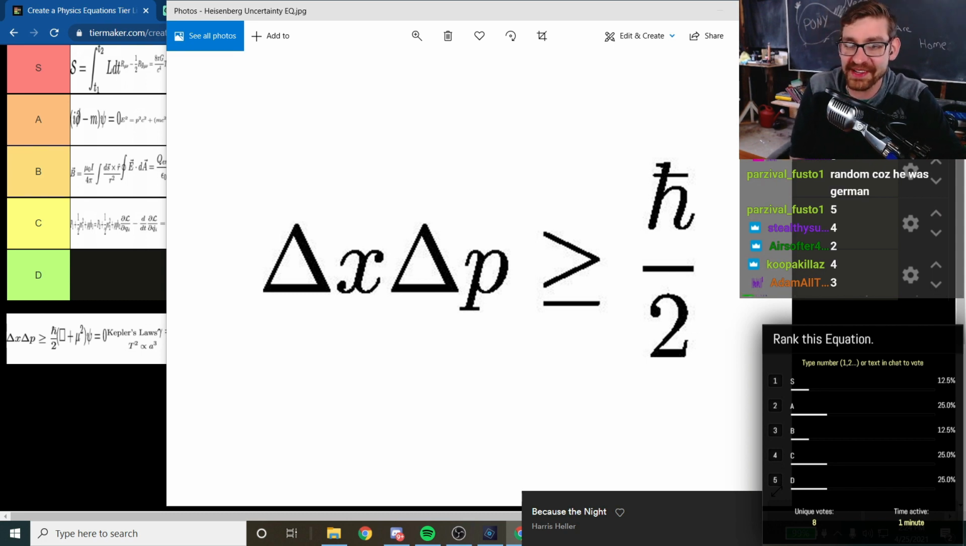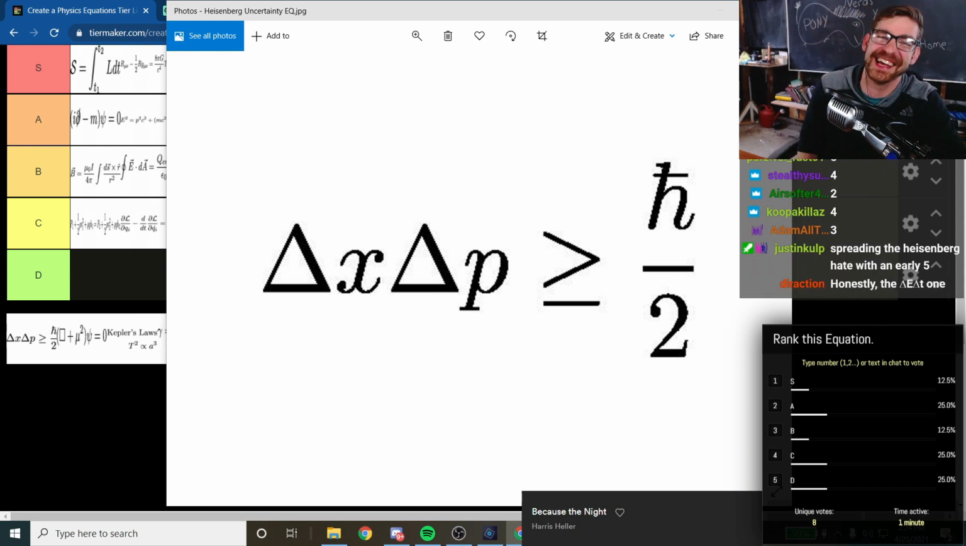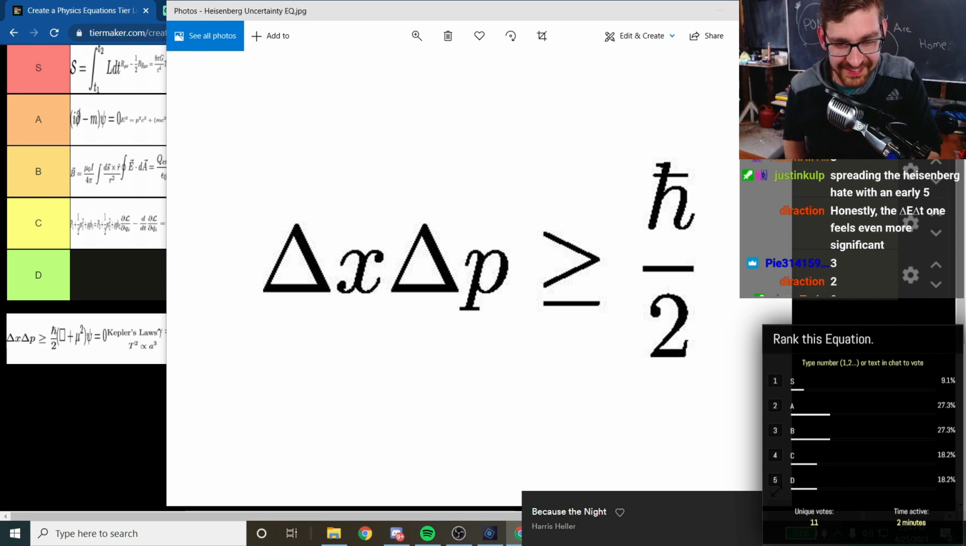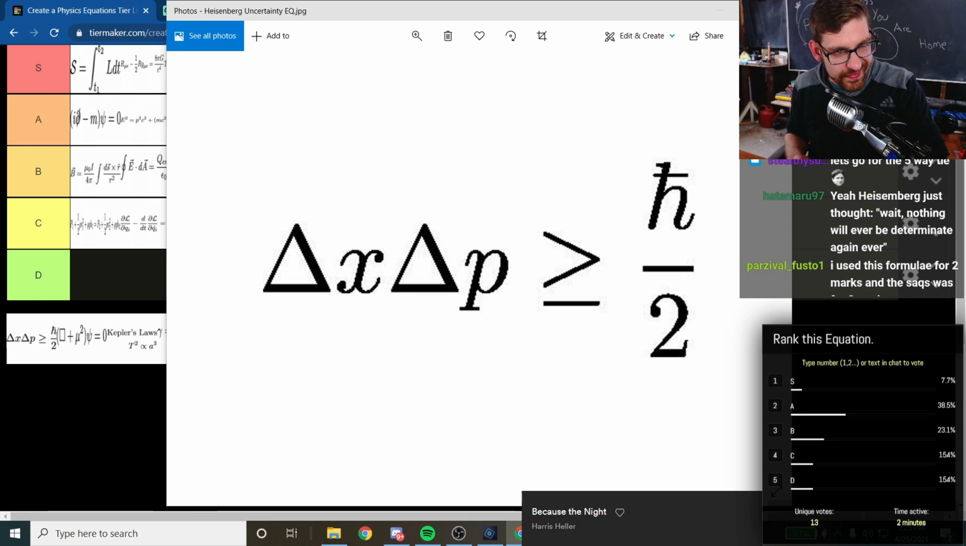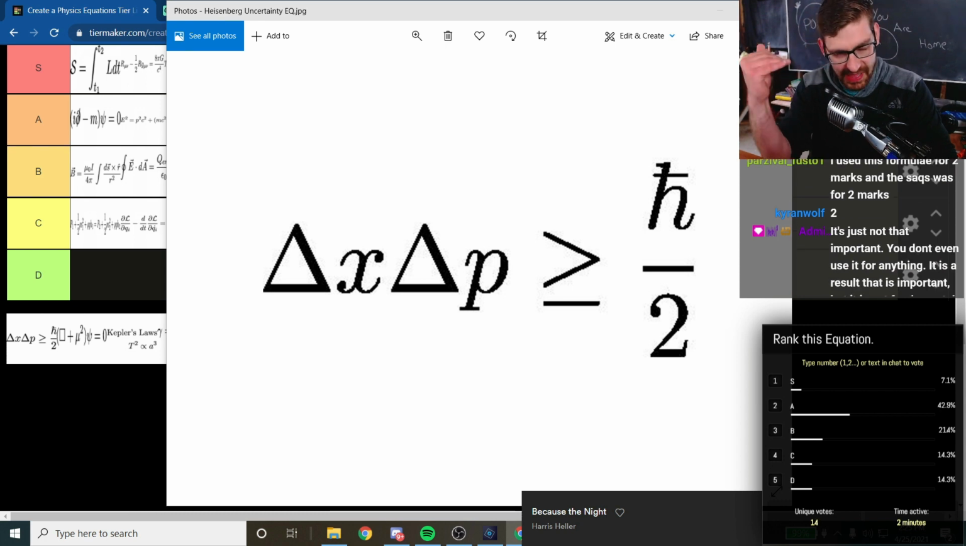sheer chaos, spreading the Heisenberg hate with an early 5. It's like a wrestler, and he hit him with the Heisenberg hate. Honestly, the delta E, delta T feels even more significant. Yeah, that one's included in this. It's included in this bunch. If you just said delta X, delta P, then I'd be like, that's probably a big old D. Drop it down. I gotta stop saying that phrase. It's last. It's last on the list is what I meant by that.